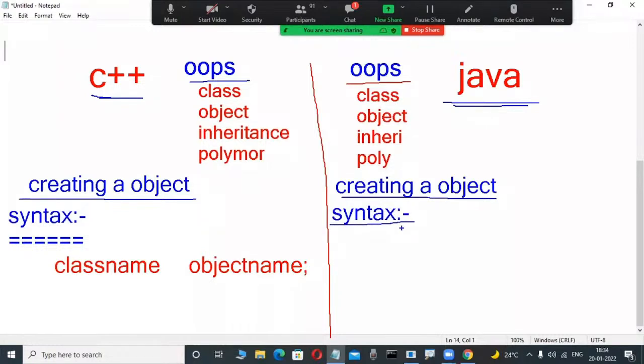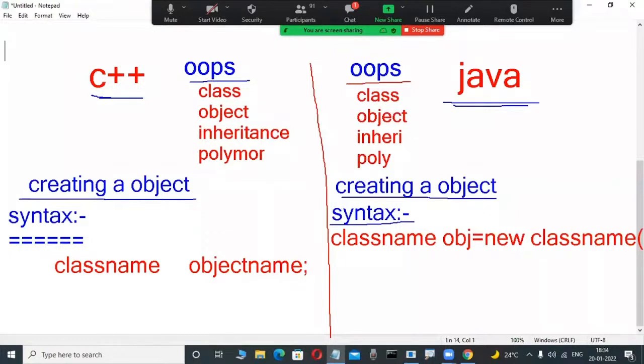No, yeah. So now tell me. Yes, very good. Some fellows are telling correctly. Class name, space, object name is equal to new class constructor. Is some other syntax there or not? Yes, observe here. That's why these two languages are syntactically different or the same? Different. Syntactically different.